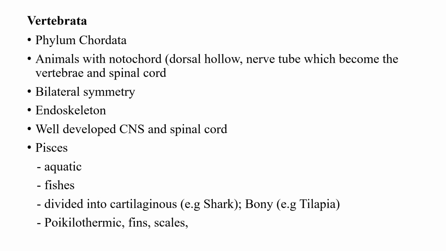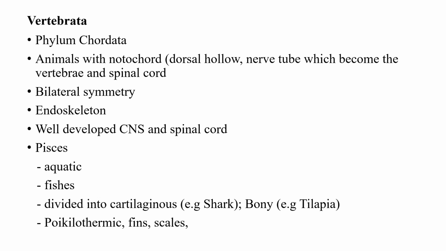The first group of the subphylum Vertebrata is Pisces. Pisces are generally referred to as fish or fishes. They are found in water, that is, they are aquatic. Then they are divided into 2. We have those that are referred to as cartilaginous fish, and we have those that are referred to as bony fish. An example of cartilaginous fish is shark, while an example of bony fish is tilapia.